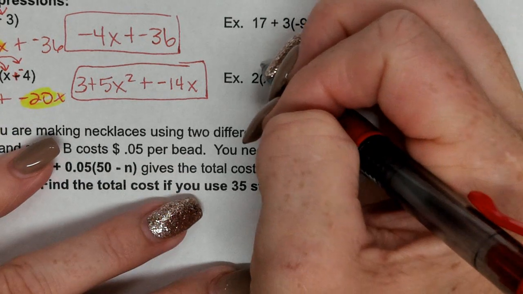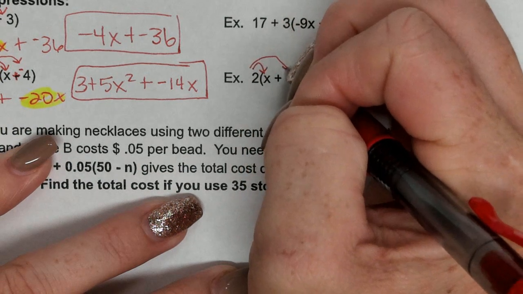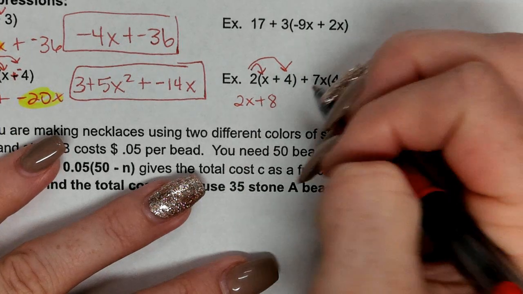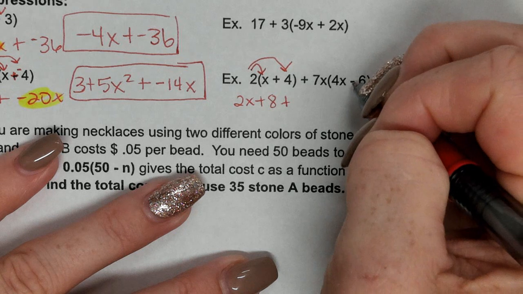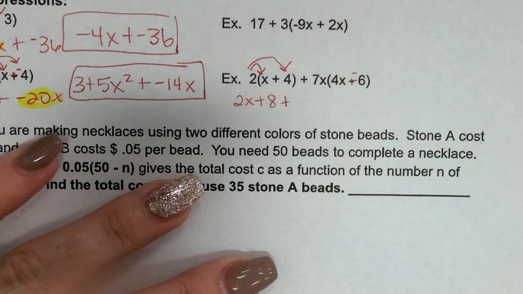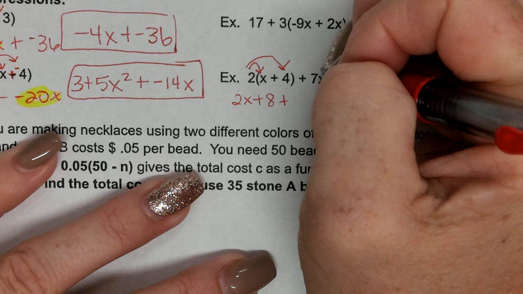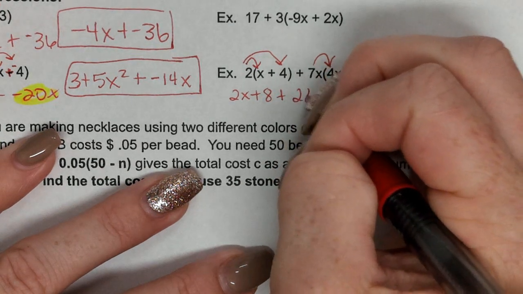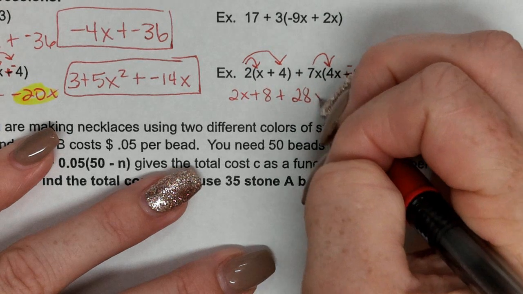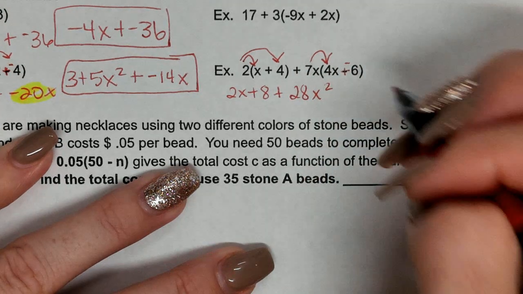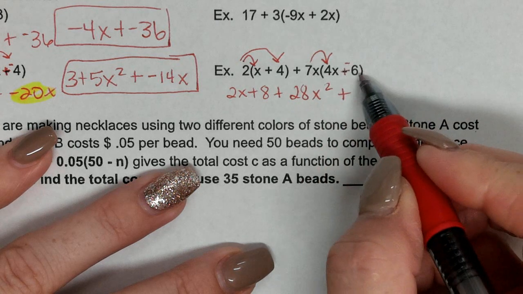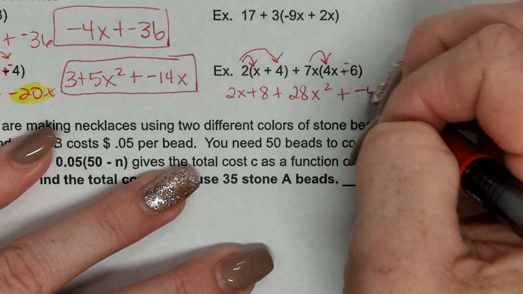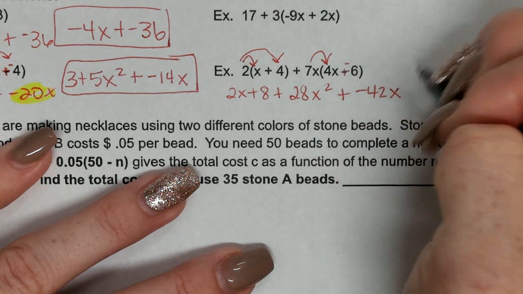Okay, you should have distributed the 2 to the x and the 2 to the 4. So 2x plus 8. Yes? Plus, I should have changed the sign right here. Now I have 7x times 4x. 7 times 4 is? And x times x is? X squared. Plus 7x times negative 6. Well, 7 times negative 6 is negative 42 with my x.